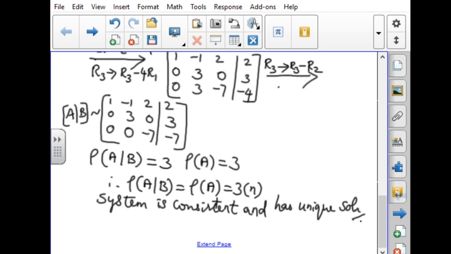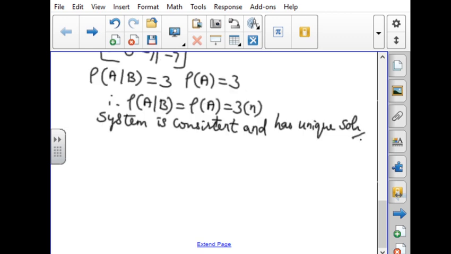So we need to find the unique solution. How to find the unique solution? By using the last equivalent matrix. From the echelon form, from the last equivalent matrix, we can write down the equations. From the echelon form, we get equivalent equations.